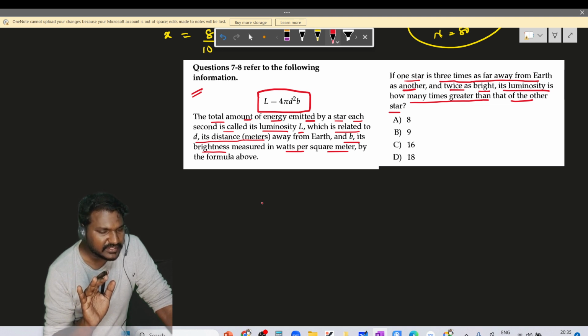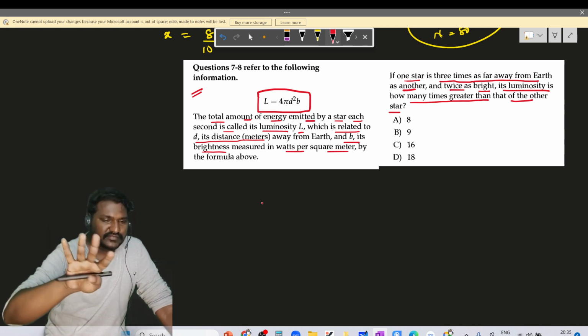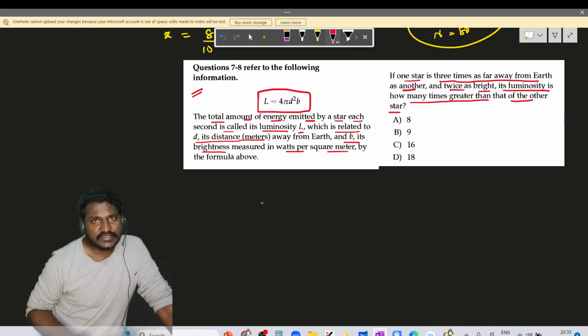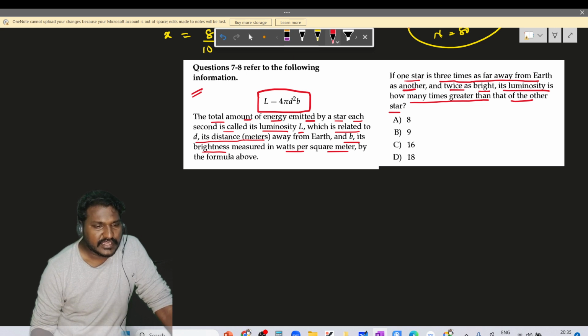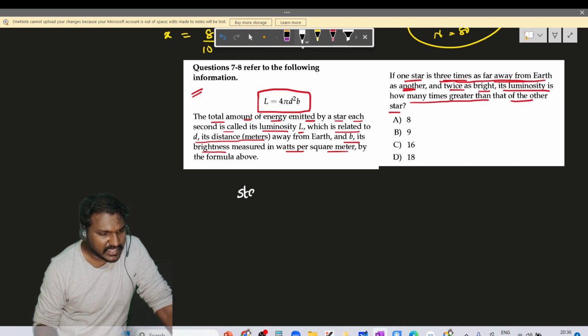If one star... here we have two stars. By reading the question, we can conclude that we have two stars, and both are not at the same distance. There is a change in distances, and we need to find the ratio of luminosity for the two stars. Read the question carefully: if one star is 3 times as far away from Earth as another, that means, let me take star 1.